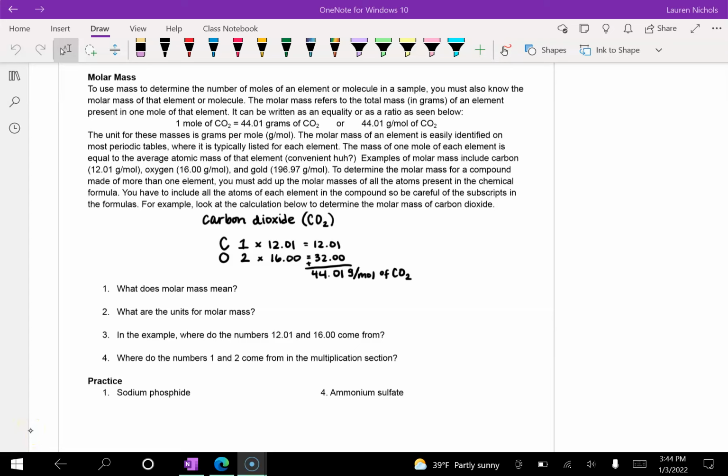Alright everyone, so in this video we're going to talk about molar mass. We've talked already about how the mole is a unit of measurement and how we know that in 1 mole there's always 6.02 times 10 to the 23 of whatever it is. So if I had 1 mole of basketballs, that would be 6.02 times 10 to the 23 basketballs, right?